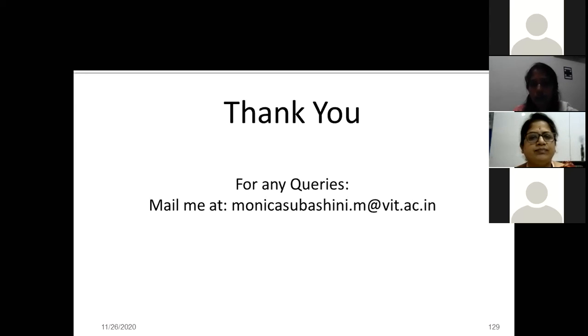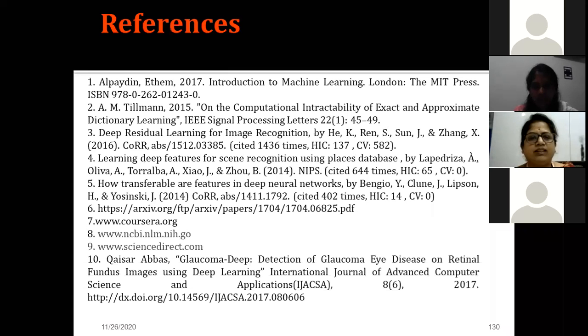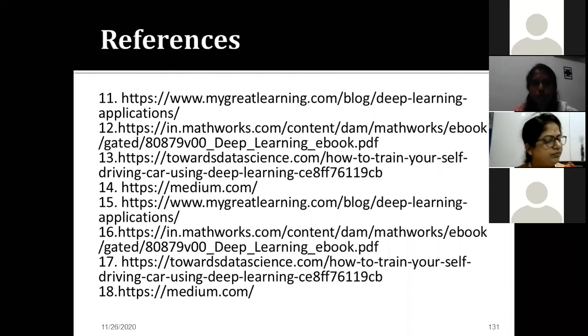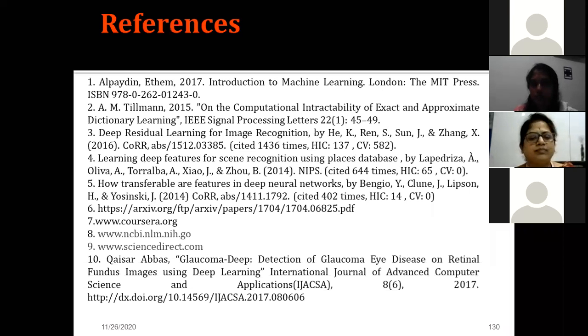Kindly contact me for any research or any projects we can work on together related to this area in deep learning techniques. I've included a few references. I'm sharing the PPT with the coordinators. If the participants request, you can share this PPT. I'll just mail the file to you for your reference.